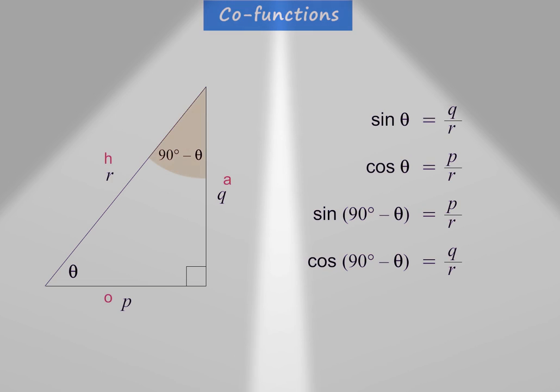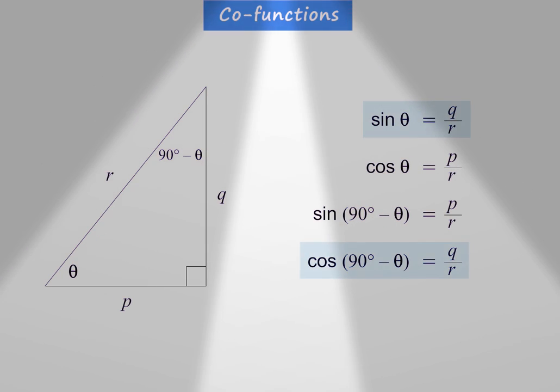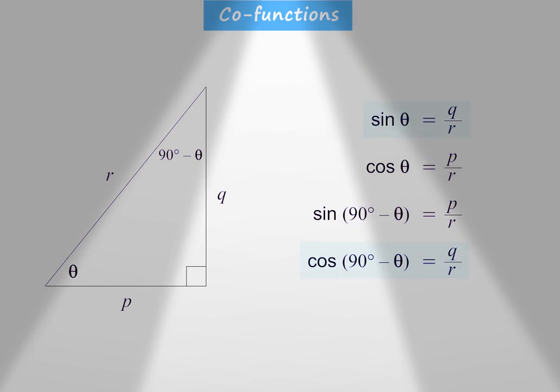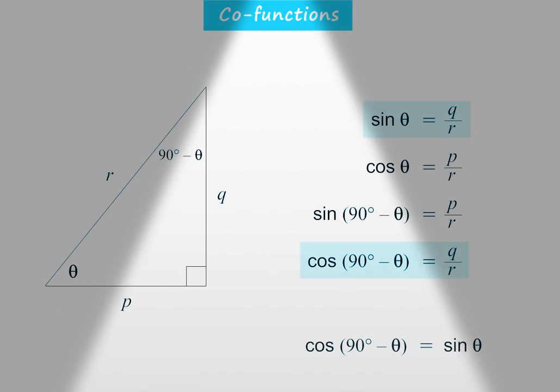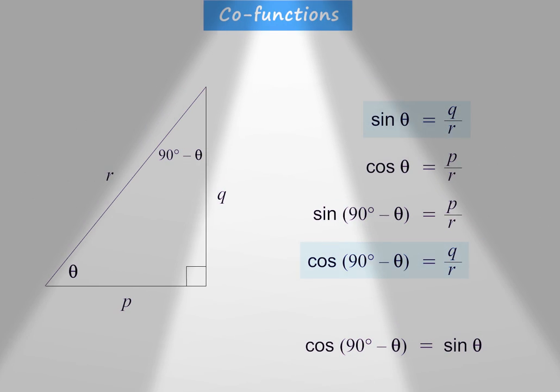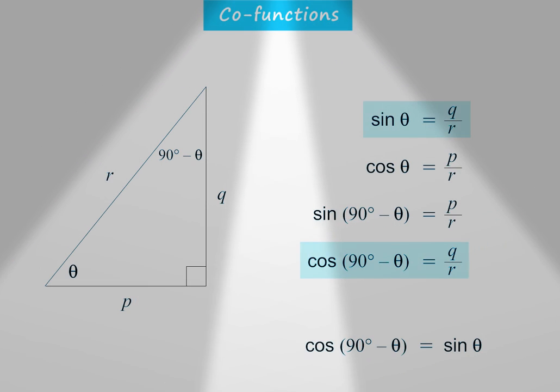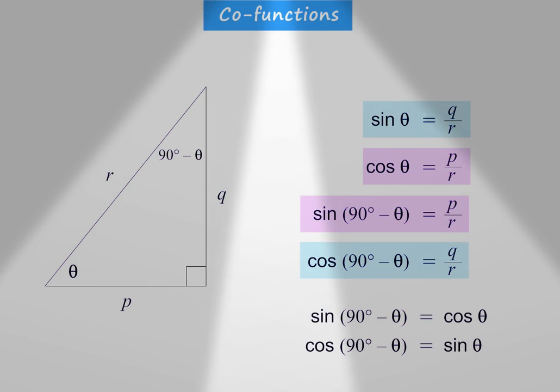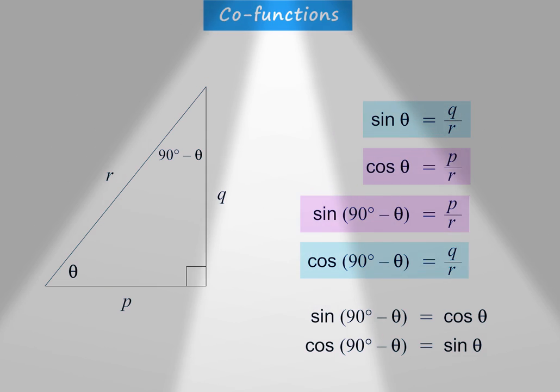What do you notice concerning these four ratios? Sine theta and cos 90 degrees minus theta both equal Q over R. In other words, cos 90 degrees minus theta equals sine theta. And cos theta and sine 90 degrees minus theta are both equal to P over R. In other words, sine 90 degrees minus theta is equal to cos theta.